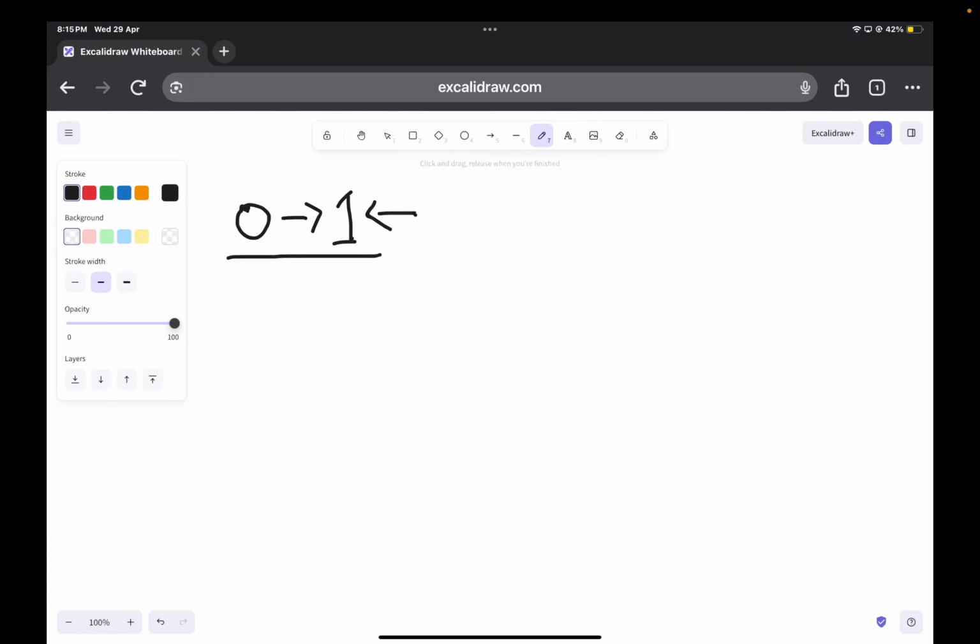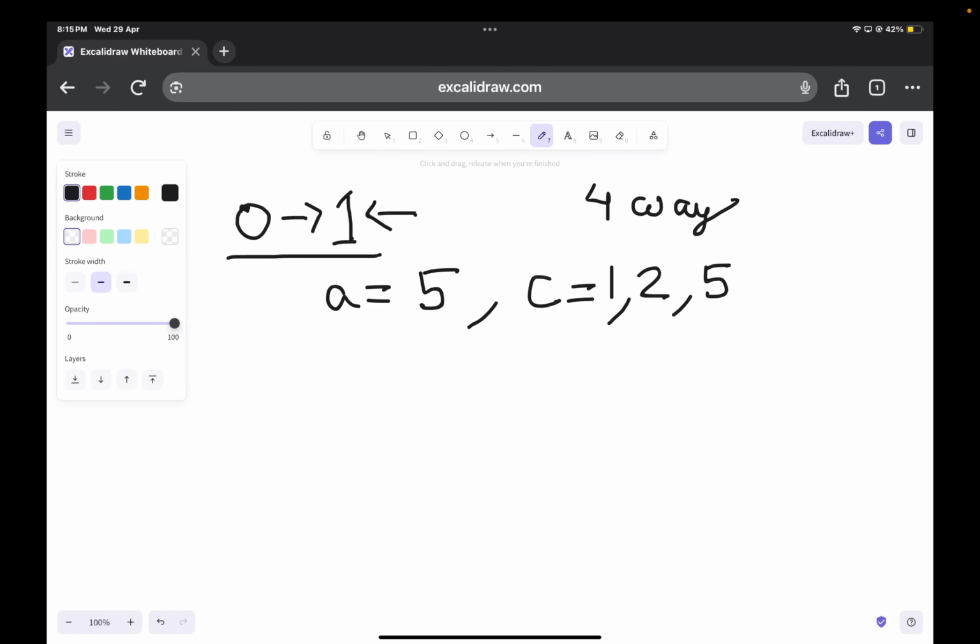Everyone observe. First, do you remember what was the first example? The amount was 5, and the coins available were 1, 2, 5. The answer was 4. Four ways are there, right? Let's check how 4 ways are there.